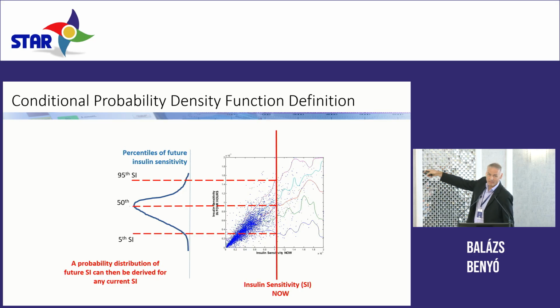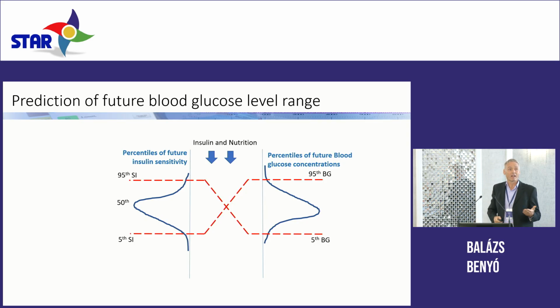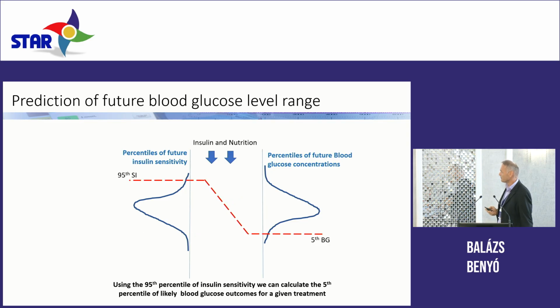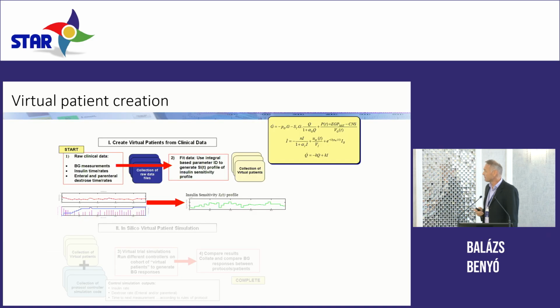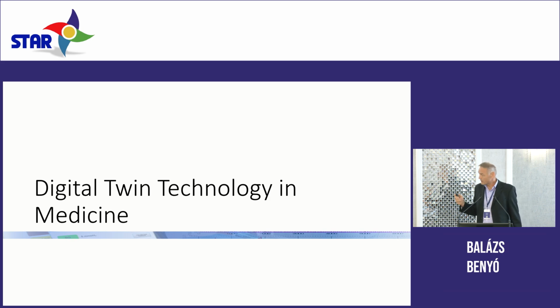Then this is how I define it. I take the 5th and 95th percentiles of this function, and then I can translate this patient state into the patient outcome. So I can calculate exactly what the patient's blood glucose will be if I give a certain treatment. This is how I do it. So I can calculate the blood glucose range the patient will fall into after the treatment. Just going a little bit faster because I'm running out of time. As soon as I have the future patient state, I can calculate the blood glucose levels.